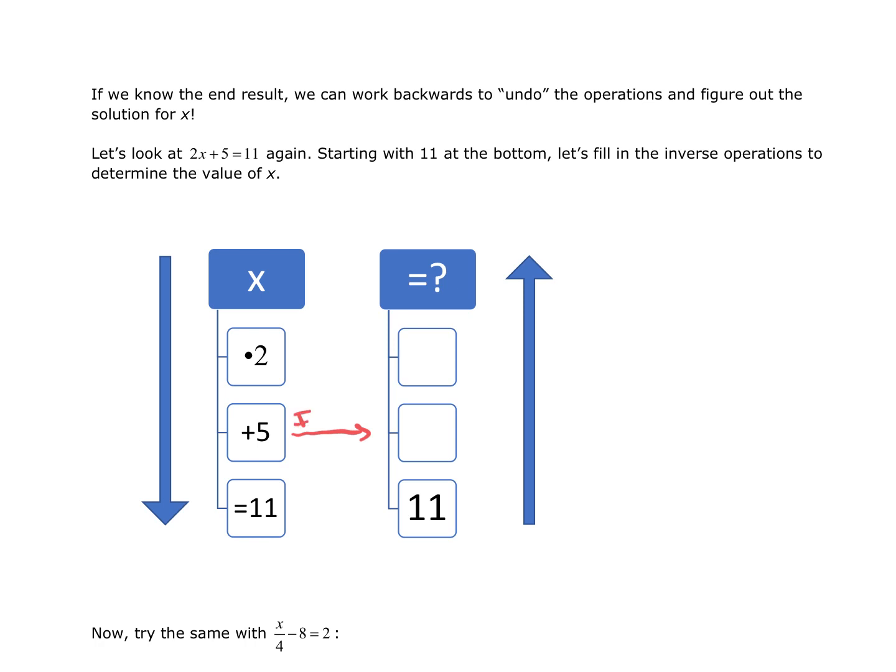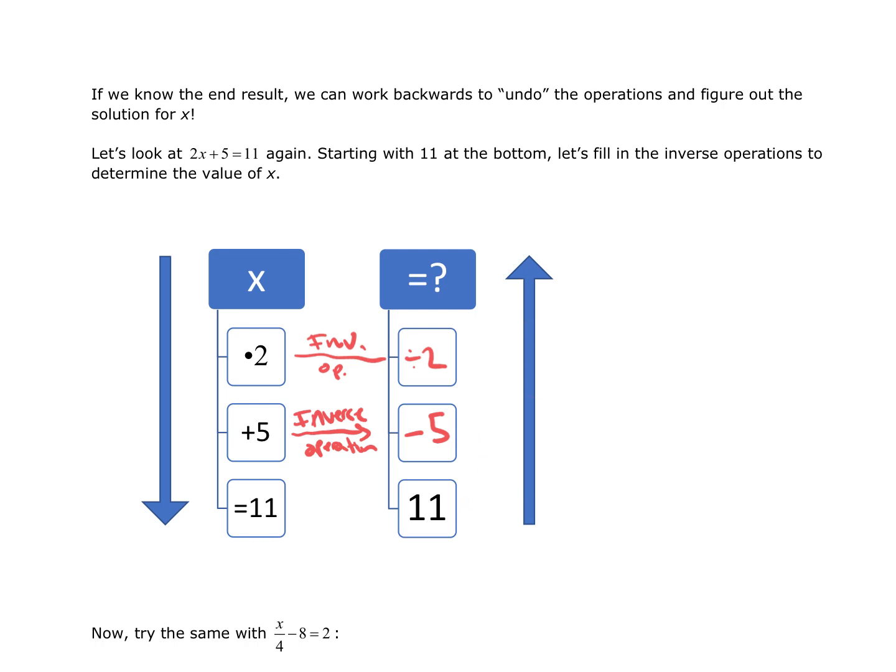So the inverse operation of plus 5 is minus 5. And the inverse operation of times 2 is dividing by 2. So now what we're going to do is do the math going up the chart. We can see this arrow going up the chart here.